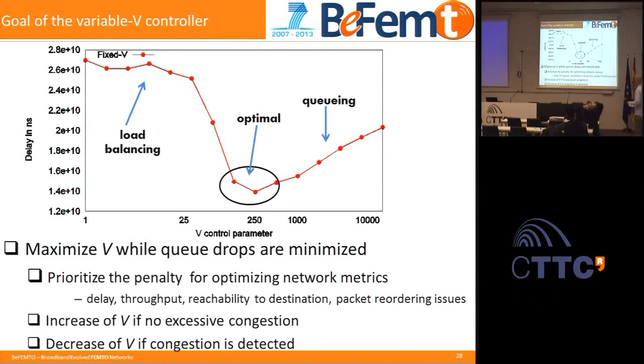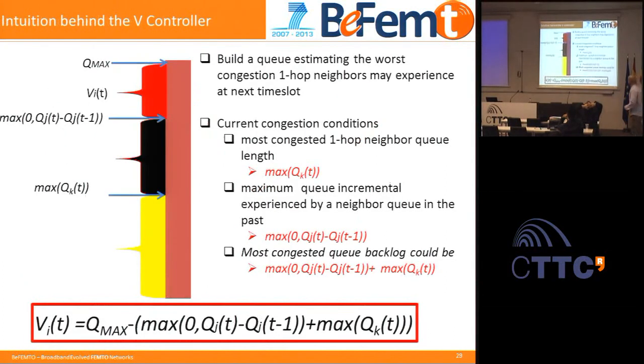So a good rule of thumb will be to increase the V parameter if there is no local congestion within the one-hop neighborhood of femtocells, or decrease the V parameter when there are problems of congestion, so that we go within this zone of load balancing, maximum degree of load balancing. How do we do that? Basically we build a virtual queue that estimates the congestion within the next time slot.